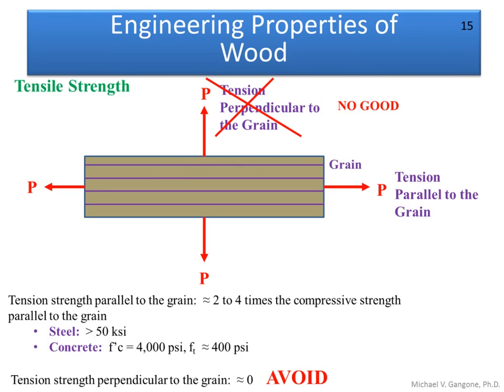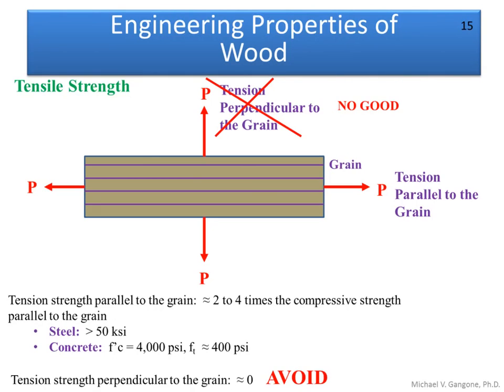The next one here is tensile strength perpendicular to the grain. Okay, so perpendicular to the grain, you just want to avoid it. It's about 0. All right, so really what you're doing when you're applying a load that's perpendicular to the grain, you're applying it against the fibers, and really you're just pulling against the glue that's holding the fibers together. Okay, so the glue that's holding the fibers together is what's referred to as the lignin.